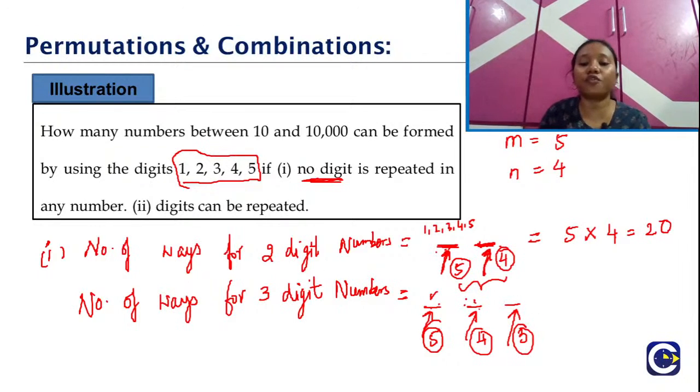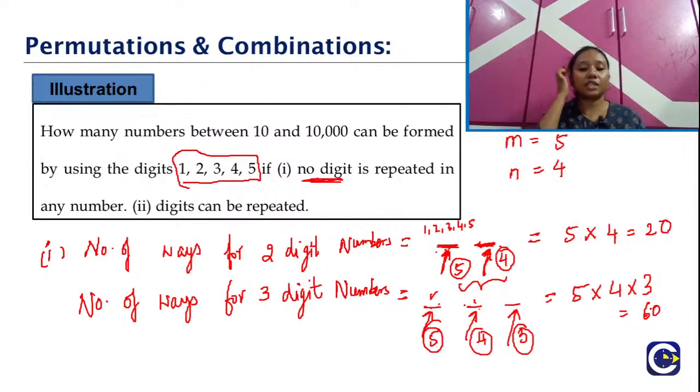So again, to form a 3-digit number, all these 3 experiments have to be performed simultaneously. That means for the hundreds place, tens place as well as ones place. So all these 3 experiments must be performed simultaneously. So again, it will be the application of our multiplication principle. So it will be 5 cross 4 cross 3. So the number of ways for a 3-digit number is nothing but 60.